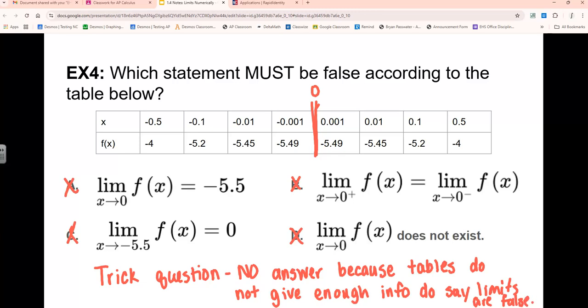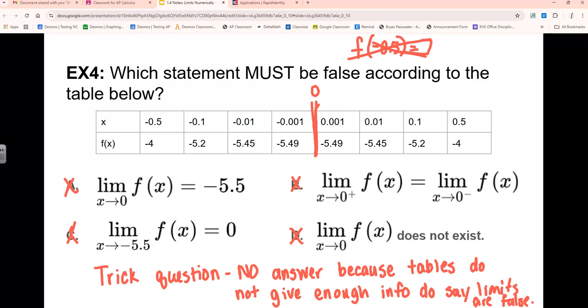Okay, the only thing you could say is false from here is if I said f of negative 0.5 equals 7. That is false because f of negative 0.5 is negative 4. That is on our table, right? I can make an assumption of what that value is at that point. But with limits, you can't know for sure from a table. It's more like example 3 where something is supported.